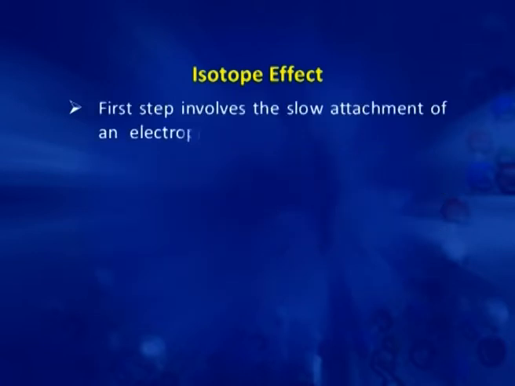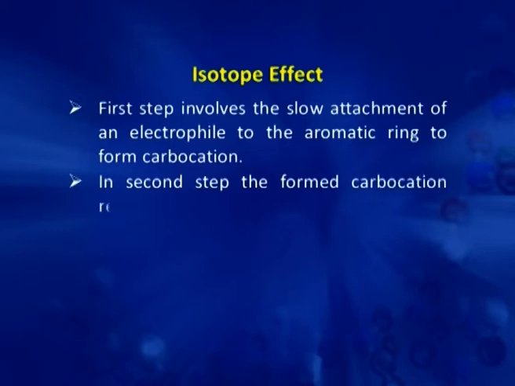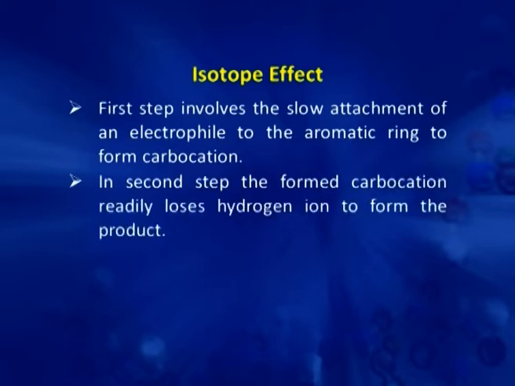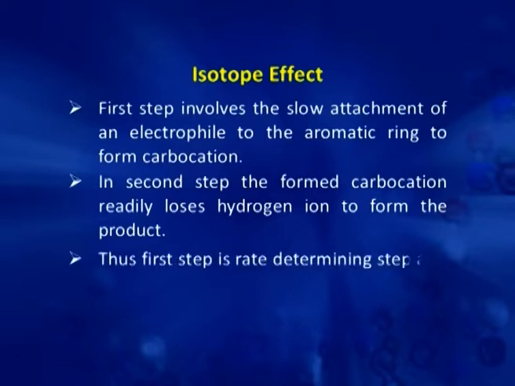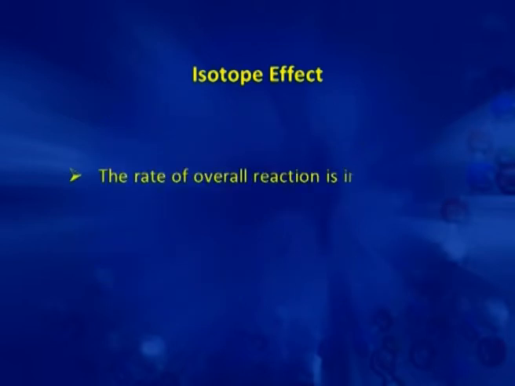That is, the first step involves the slow attachment of an electrophile to the aromatic ring to form an intermediate carbocation. Then in the second step, the formed carbocation readily loses a hydrogen ion to form the product. Since the first step is the slow one, the first step is the rate determining step, and it does not involve breaking of the carbon-hydrogen bond. So, that is why the overall reaction is independent of the isotope effect.